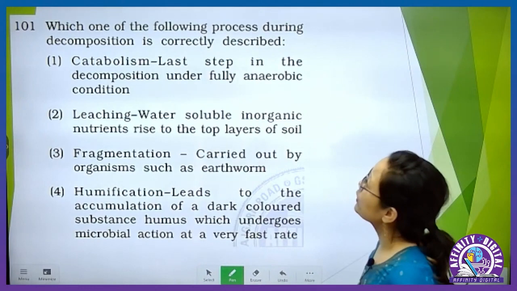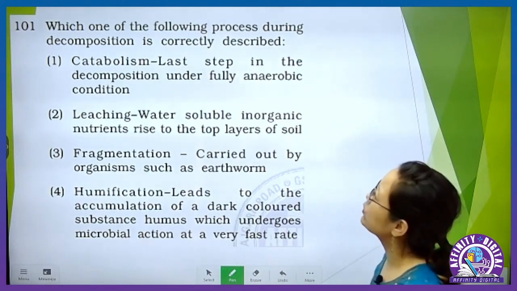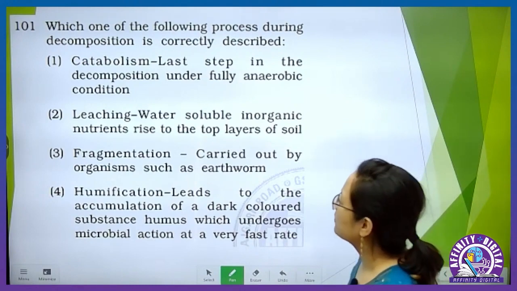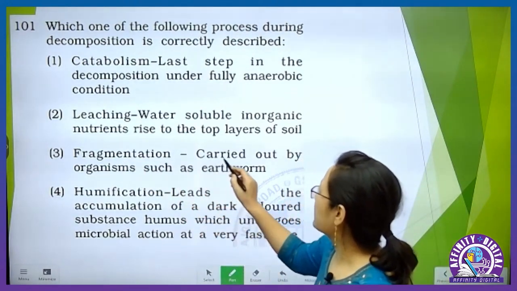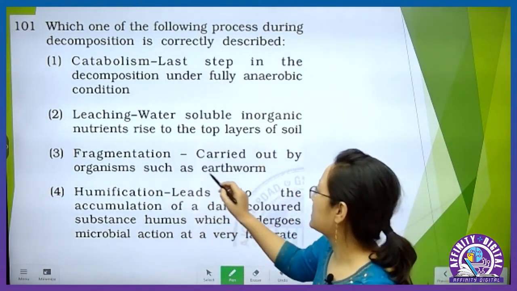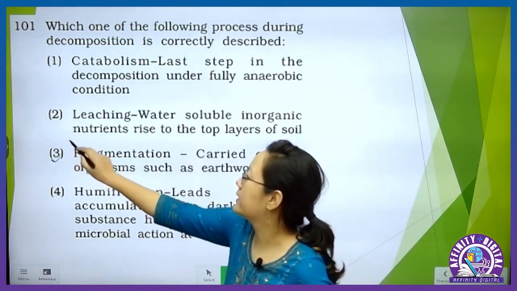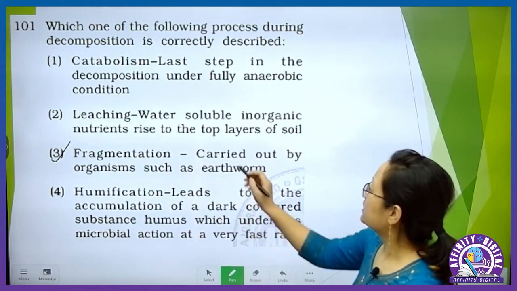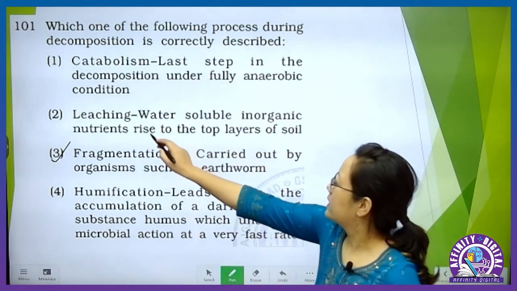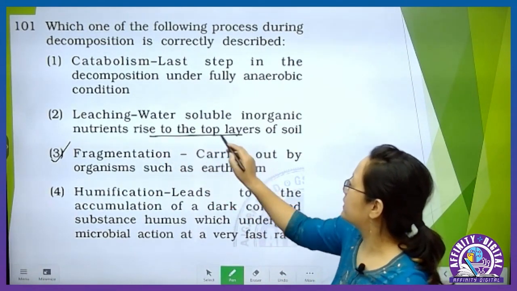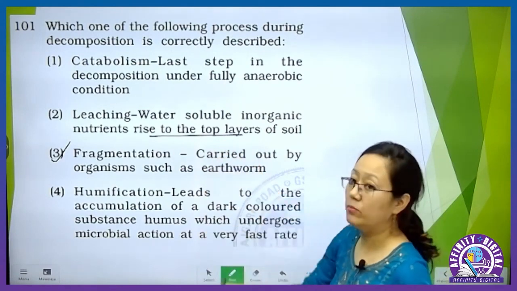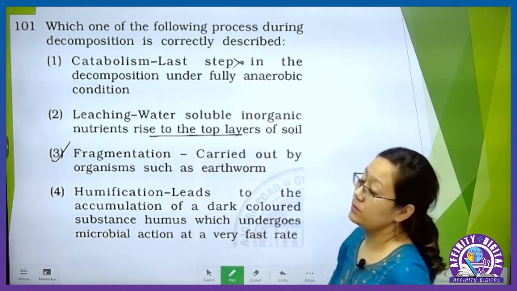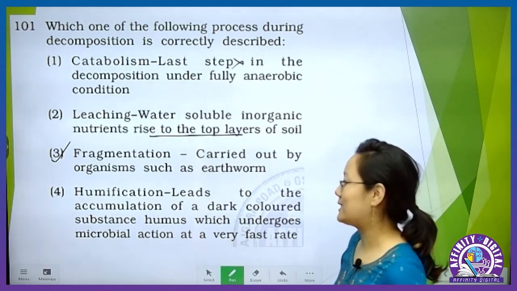Which one of the following processes during decomposition is correctly described? The answer to this will be fragmentation carried out by organisms such as earthworm. This will be the correct answer. What about the other options? Here it says rise to the top layer. It should not be top layer, it should go to the bottom layer. And catabolism is not the last step. Mineralization should be the last step.